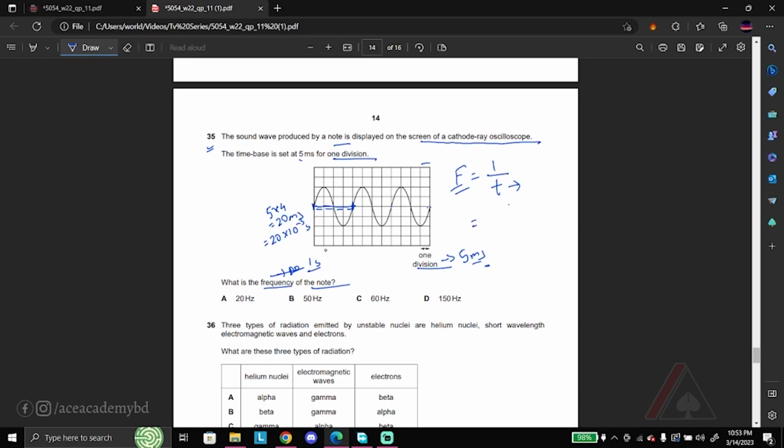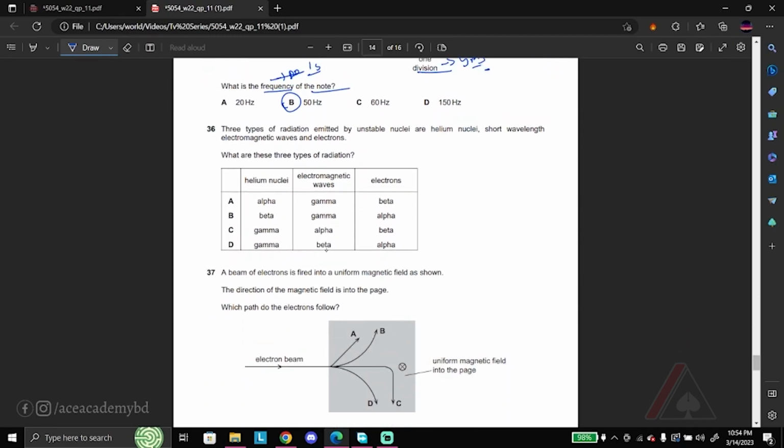So let's just input this up here: 1 by time period, so 1 by 20 into 10 to the power of minus 3 seconds time period. So this will give the answer, so B will be our answer. Now let's move on to the next question.